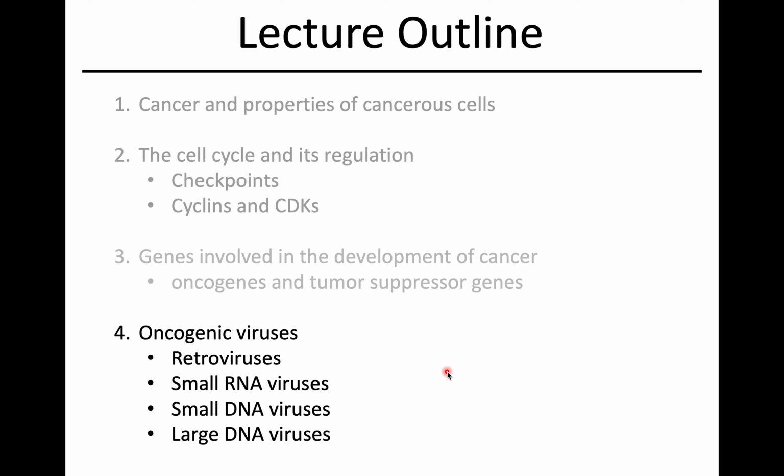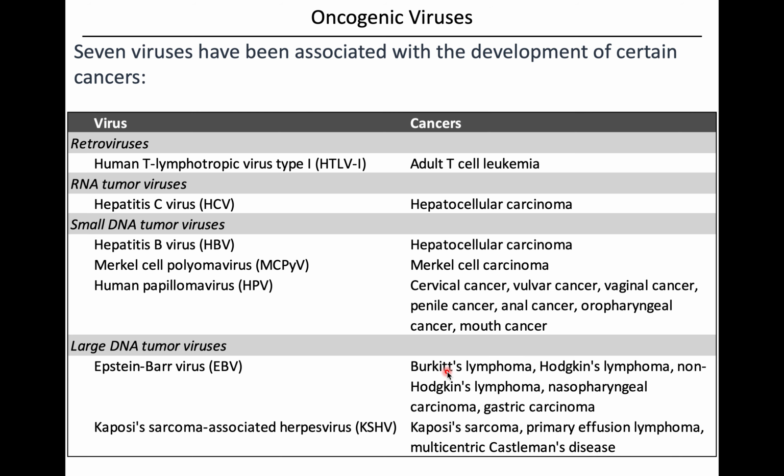Alright, welcome back to the second half of Chapter 9, or second video, I should say. In this video, we'll be talking about examples of cancer-causing viruses, and they get organized into these four classes. So retroviruses, RNA tumor viruses, small DNA tumor viruses, and large DNA tumor viruses.